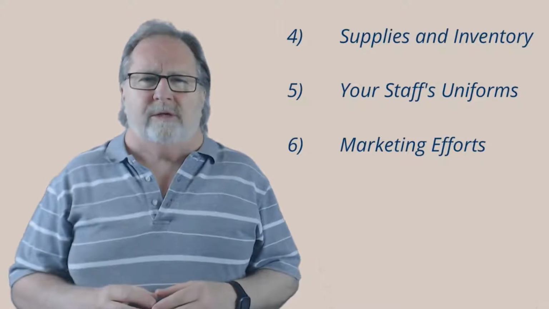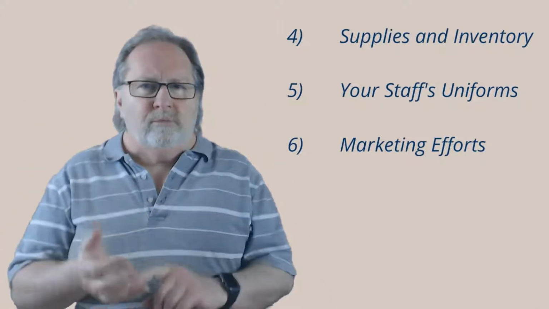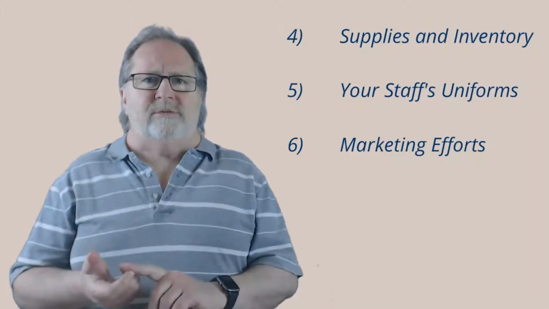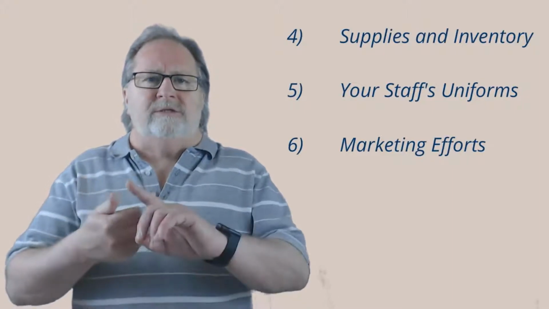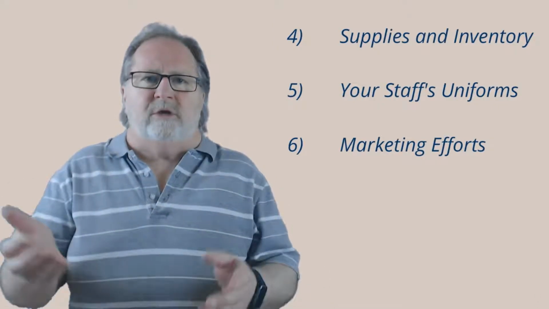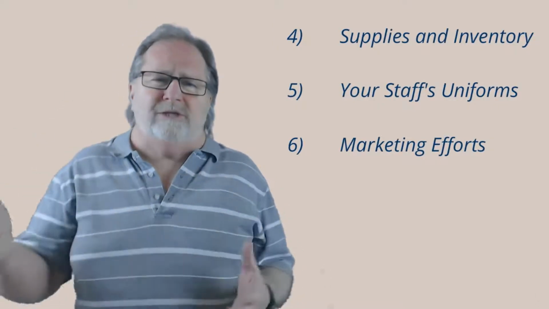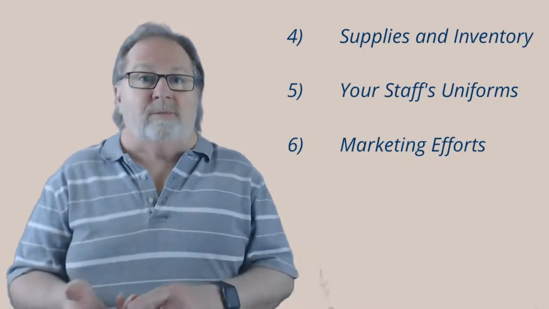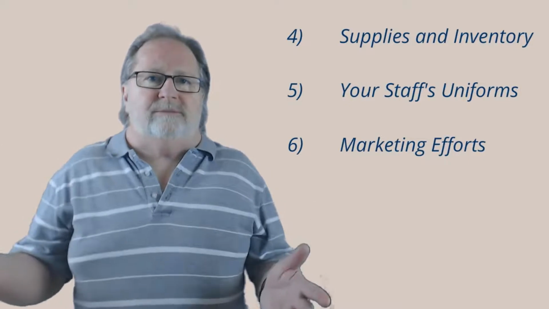4. Supplies and inventory. This would include room supplies, bedding, towels, bathroom accessories, cleaning supplies, vacuum cleaners, marketing materials. If you have a restaurant, food inventory, etc. You will also include the quantity, the supplier or suppliers, the price, etc.